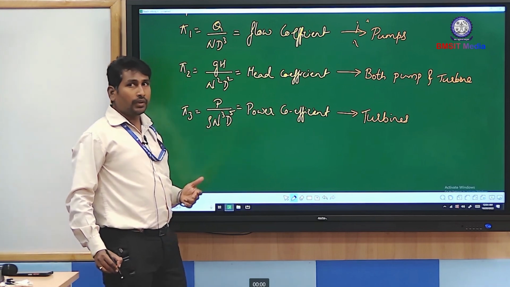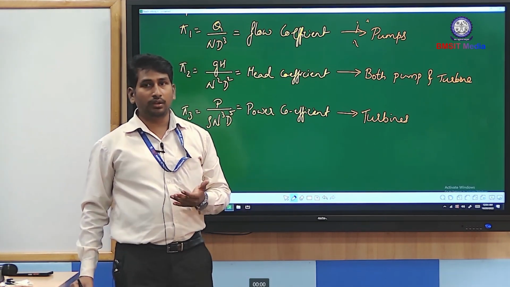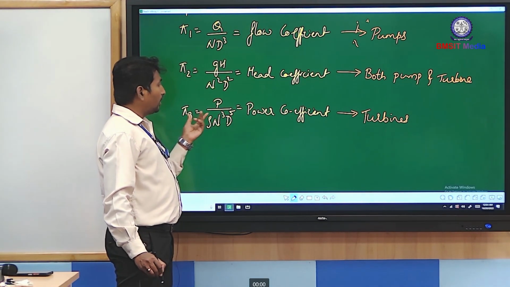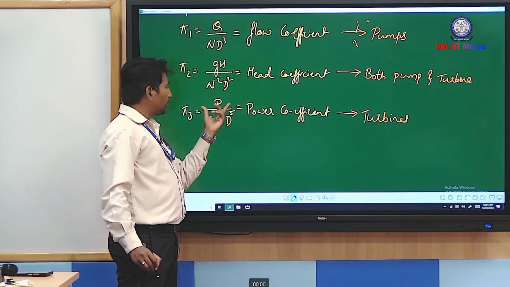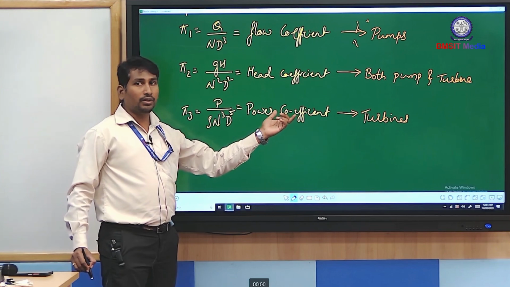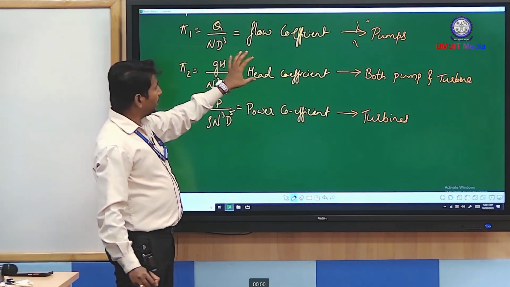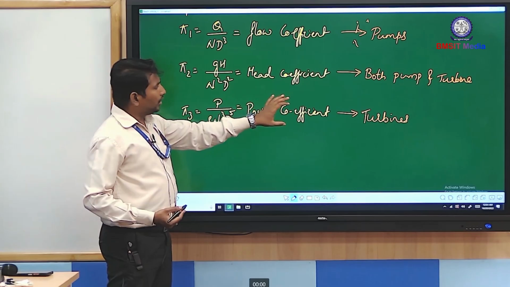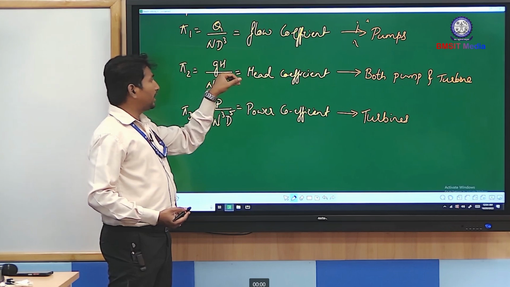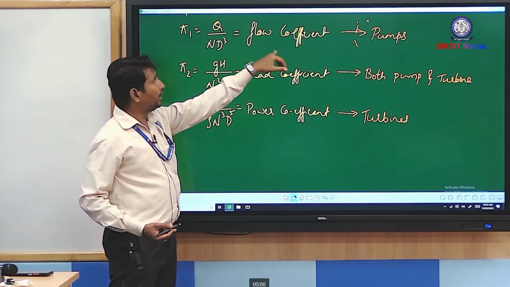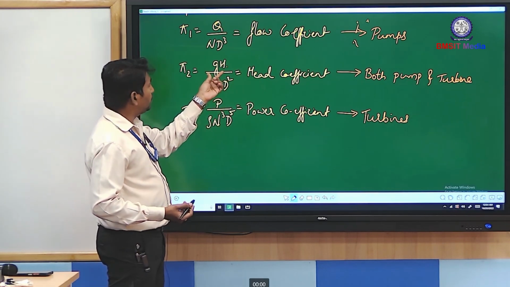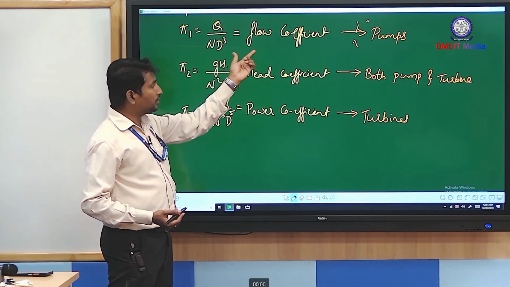Coming to the turbine, what is the output required? The output of a turbine is always concentrated on the power developed, where the power term is available only in the pi 3 variable. So we call this the power coefficient, and we use it only for solving problems based on turbines. But the head coefficient we use for both pump and turbine problems, because along with the power output for the turbine, head is also a very important parameter. Along with the discharge for the pump, how much head it is going to discharge is also very important.